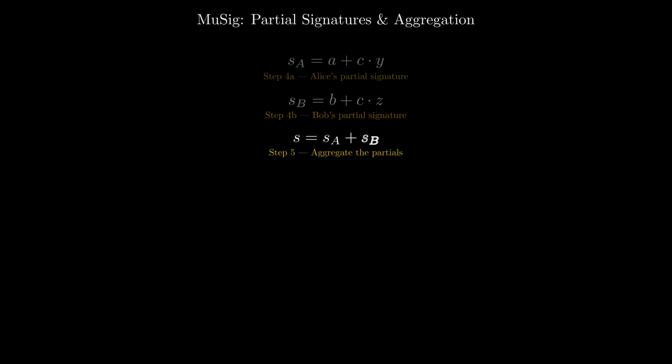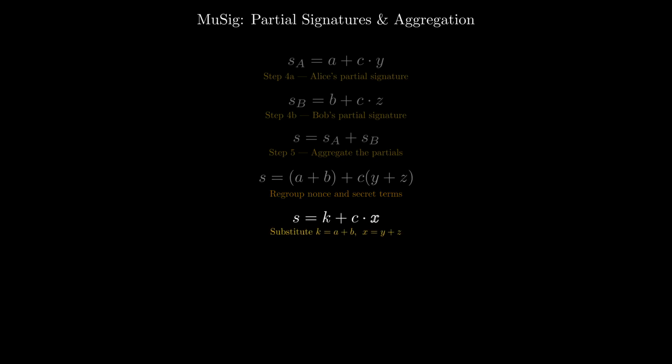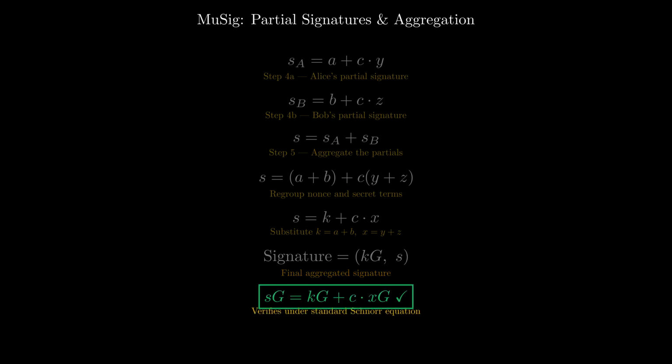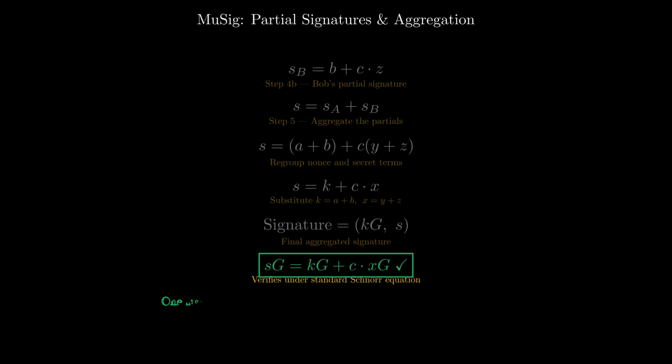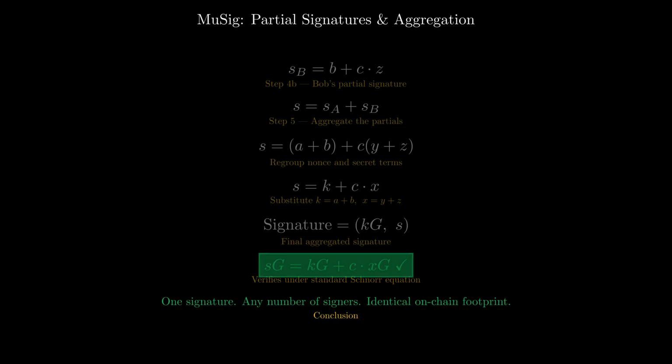Step 5. We sum the partials. S equals S sub A plus S sub B. Expanding, that's A plus B plus C times the quantity Y plus Z. But A plus B is just K, our combined nonce, and Y plus Z is X, our combined secret. So S equals K plus C times X. The final signature is the pair KG and S, and it verifies under the standard Schnorr equation: S times G equals KG plus C times XG. One signature, any number of signers, identical on-chain footprint.